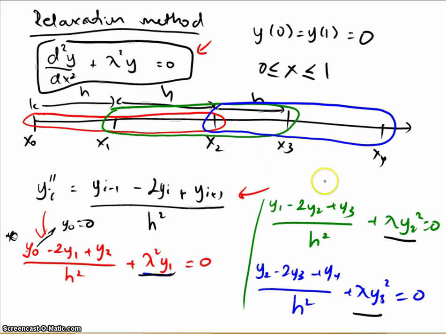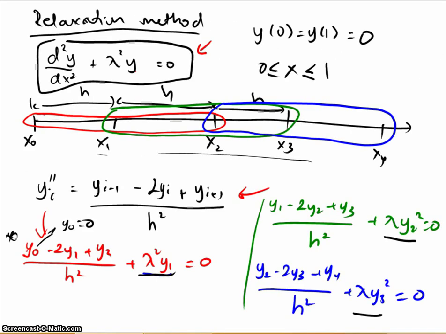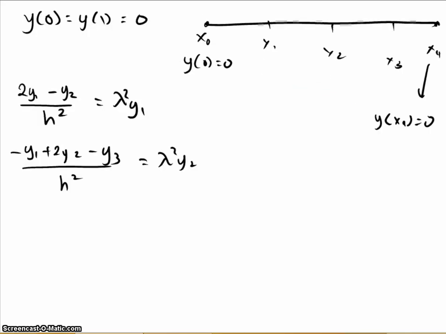If you look at the second equation, everything here is unknown, because 1, 2 and 3 here are unknown values, because they are your interior values. So you retain them as before, and after you rearrange it, you get (-y1 + 2y2 - y3)/h² = λ²y2. And for the third one, y4 is known because the value of y here is equal to 0. So putting that into the equation and rearranging, what you get in the end is (-y2 + 2y3)/h² = λ²y3.